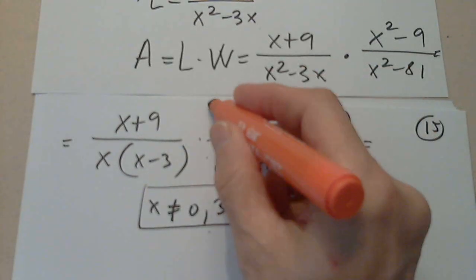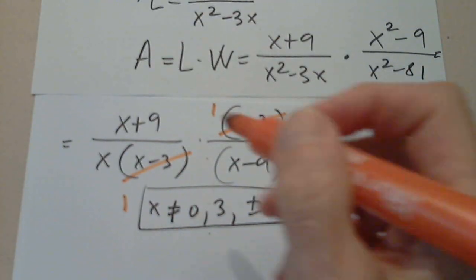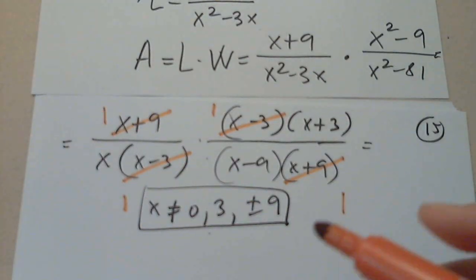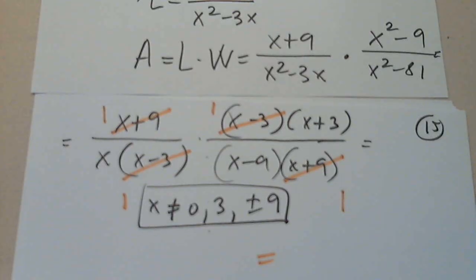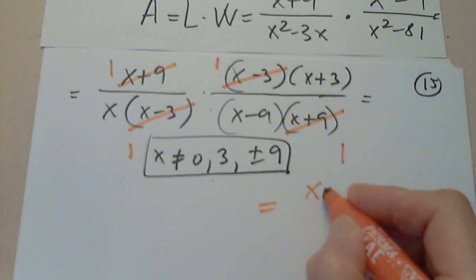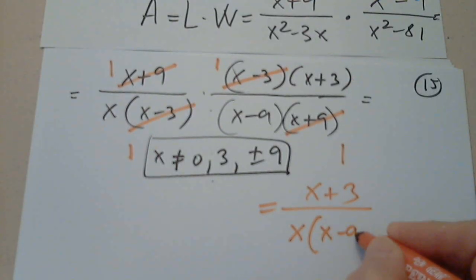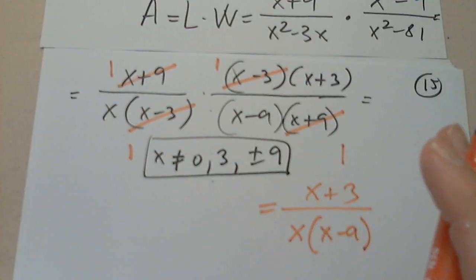An x minus 3 from the top with an x minus 3 from the bottom. An x plus 9 from the bottom with an x plus 9 from the top. What is the simplified form of this expression? Of the product of the two dimensions for the area. X plus 3 over x squared minus 9x. So, very good point.